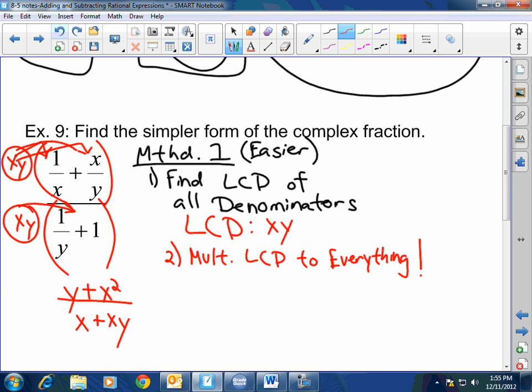Xy times 1 is xy divided by y, I'm left with x. And xy times 1 is xy. That makes sense? Okay, and then finally you simplify, if possible. So here I could rewrite this as standard form, x squared plus y over x times y plus 1. I just factored out an x from the denominator.